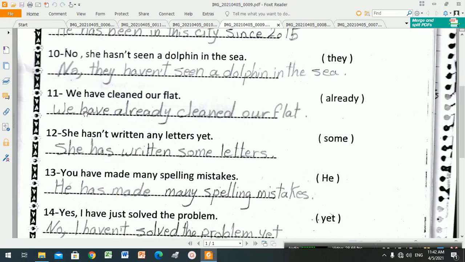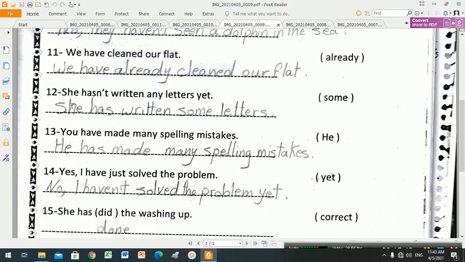Number 11, we have cleaned our flat. Between brackets already. Where should we put already? Of course, after have. Here, this is the place of already. We have already cleaned our flat, and we don't change anything in the sentence. Just put already after have.